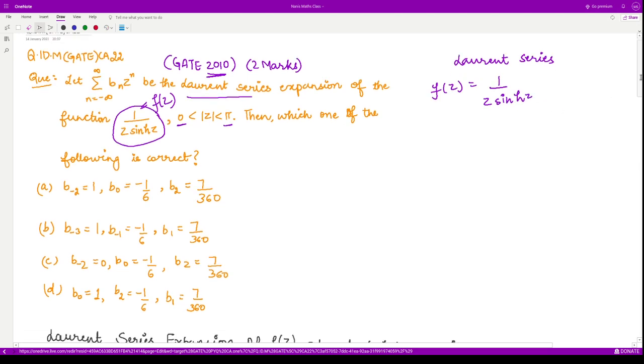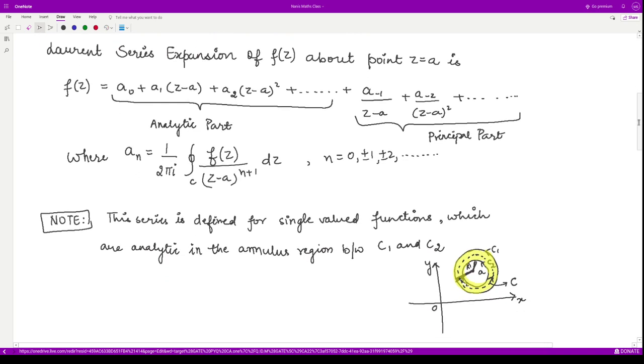For that, let us quickly have a look at this expansion. The Laurent series expansion of any function f(z) about the point z equal to a: suppose this is our point a, then we can draw two circles, one with radius r1, call that c1, and another with radius r2, call that c2. These two circles are positively oriented. We define our function in this region and say it is analytic in that particular annulus between c1 and c2. Moreover, the function is single valued.